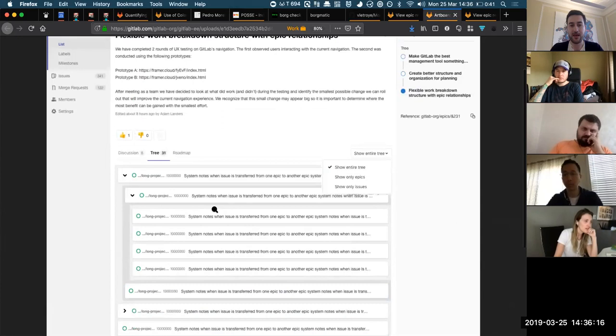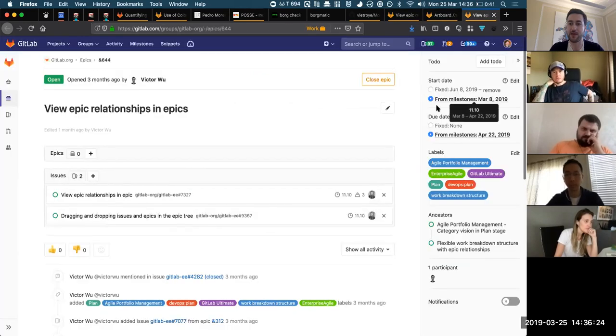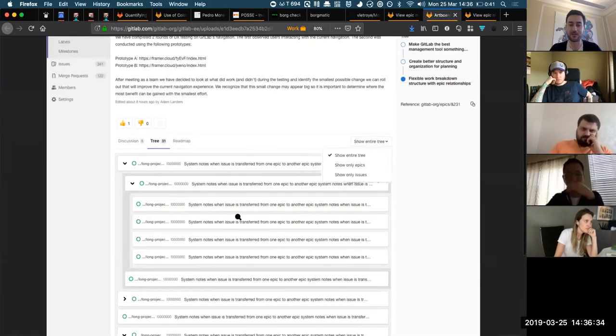And I think, when you're using something like the from milestone, so you're inheriting the planning that you're doing in the issues, and you're then dragging and dropping those issues between epics, I think you fail to see the big picture of all of this, right? And this is where the roadmap comes in.